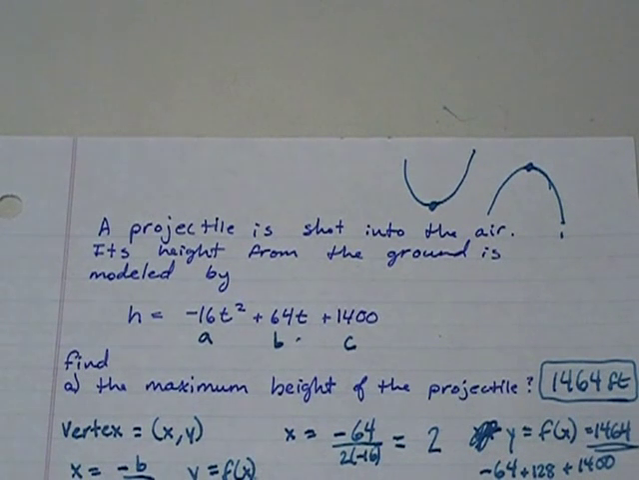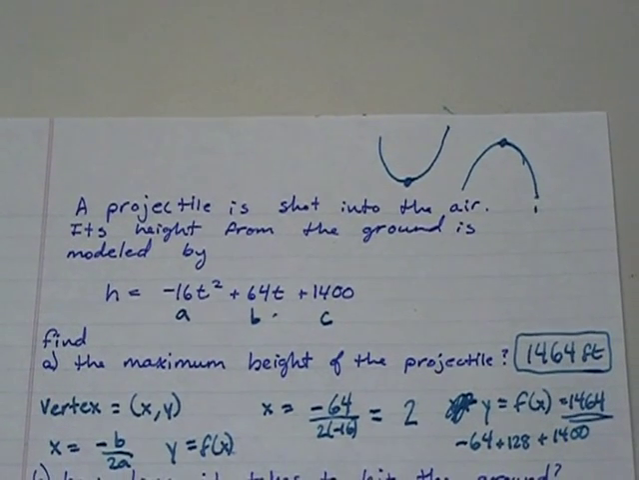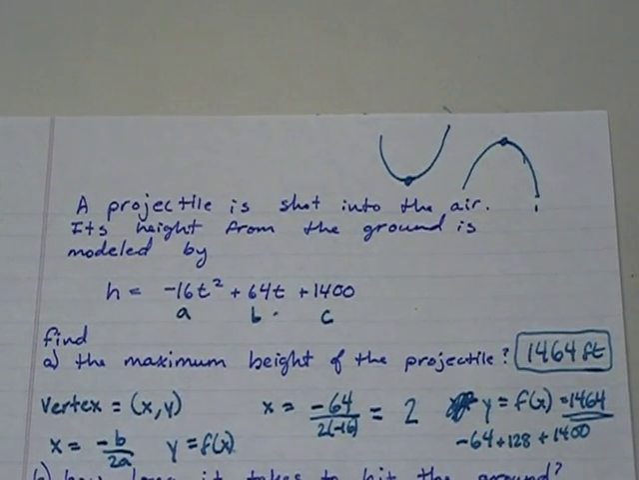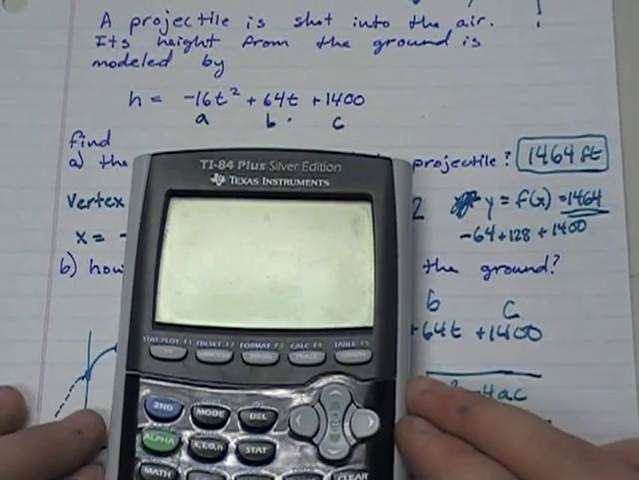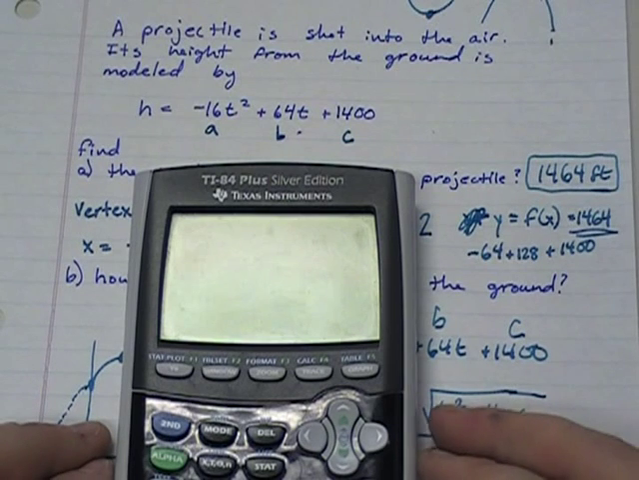So earlier we had a projectile shot into the air and its height was modeled by negative 16t squared plus 64t plus 1400. And we were asked to find the maximum height and how long it takes to hit the ground. And what I want to do is show you how to do that using a TI-83 or 84.